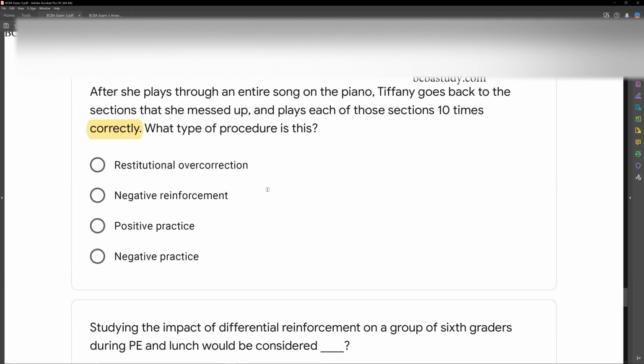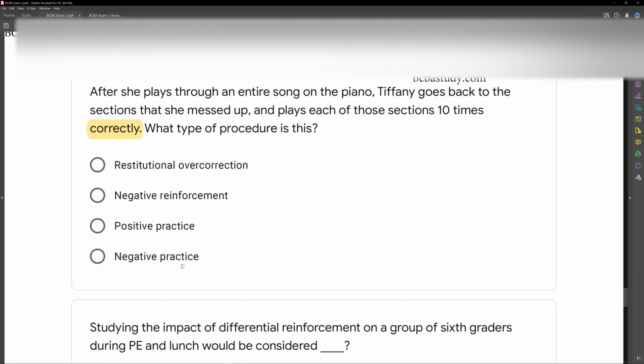What is restitutional overcorrection? Restitutional overcorrection sees the learner or the client repairing the environment to a better state than before. Is Tiffany repairing the environment? She is not. She's engaging in some sort of practice. What about negative reinforcement? Not negative reinforcement. We're not removing anything. Okay. So it's going to be positive practice or negative practice.